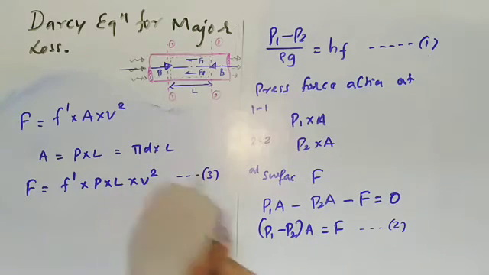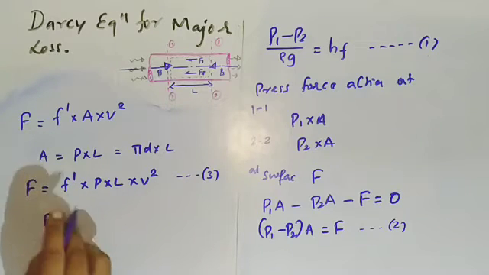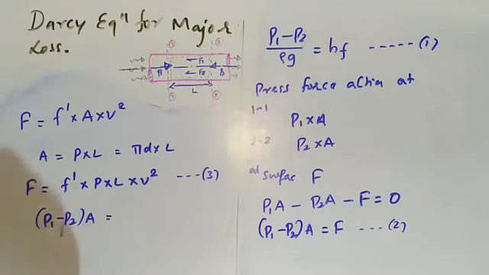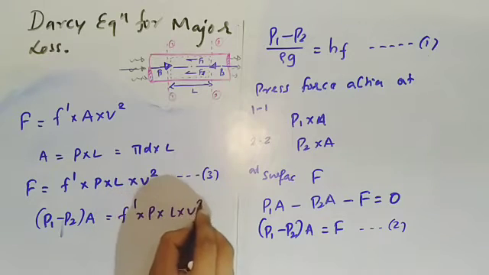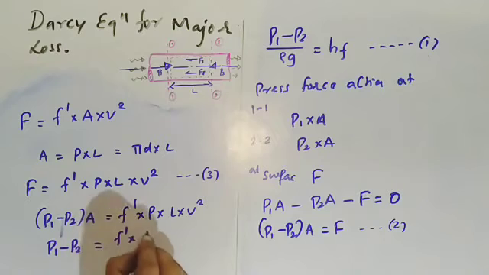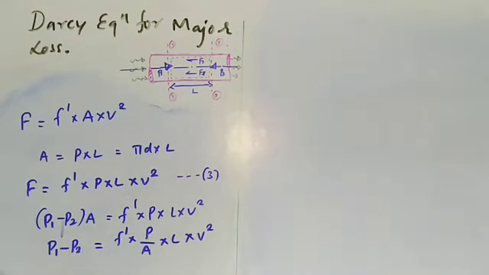Now if I equate equation 2 and 3, that is (P1 minus P2) into A will be equal to F dash into P into L into V square. Then I will get the equation P1 minus P2 will be equal to F dash into P divided by A into L into V square. Okay, now I have got the P1 minus P2 equation.